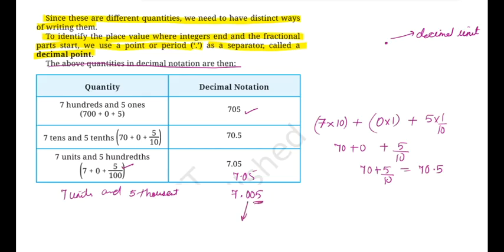So this is the tenth place. This is the hundredth place. This is the thousandth place. Now this is the ones place. If I have a digit over here, it would be tens, then hundreds, then thousands, and so on.